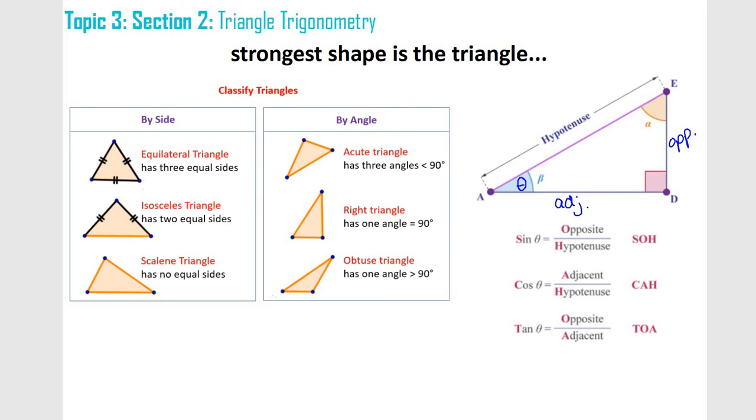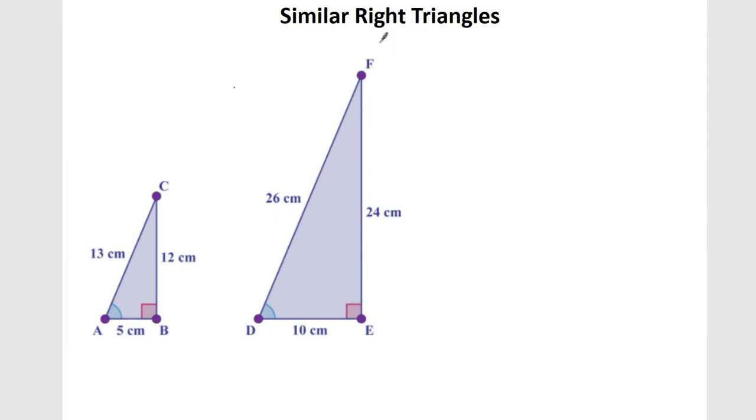All right, now let's do some problems. Oh, wait, no, similar triangles first. How do I know if a triangle is similar to another triangle? Here I would say that triangle ABC is similar to triangle DEF, because the corresponding sides match up.